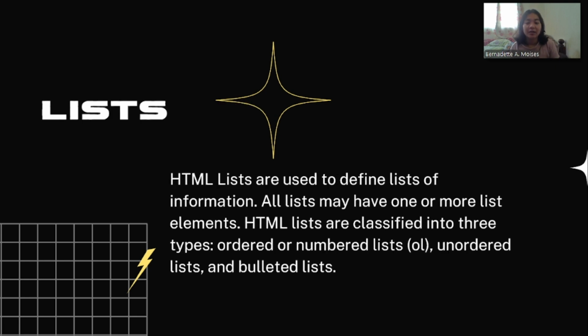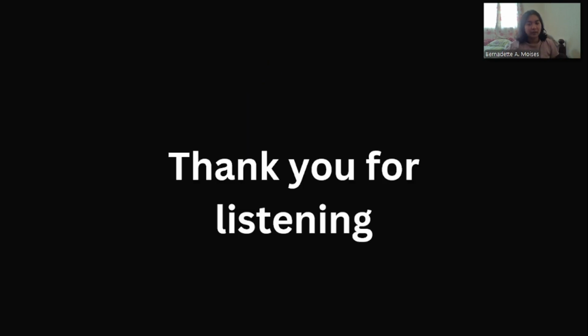Next, lists. HTML lists are used to define lists of information. All lists may have one or more list elements. HTML lists are classified into three types: ordered or numbered lists, unordered lists, and bulleted lists. So of course we have a list in our website. If we're going to put enumeration, for example, and put some list on it, you can use the HTML lists. But we're not going to do that in our website later on. So that's it for now.